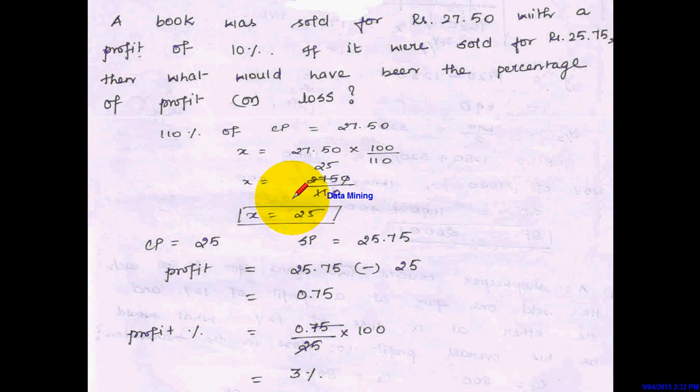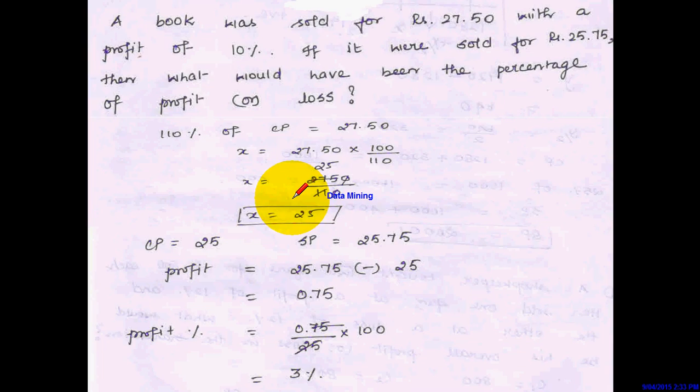Next, here the problem is, see, a book was sold for rupees 27.50 with a profit of 10%. Okay, selling price is given, profit percentage is given. If it were sold for rupees 25.75, then what would have been the percentage of profit or loss? I'll come to the next step after solving the cost price and the selling price.